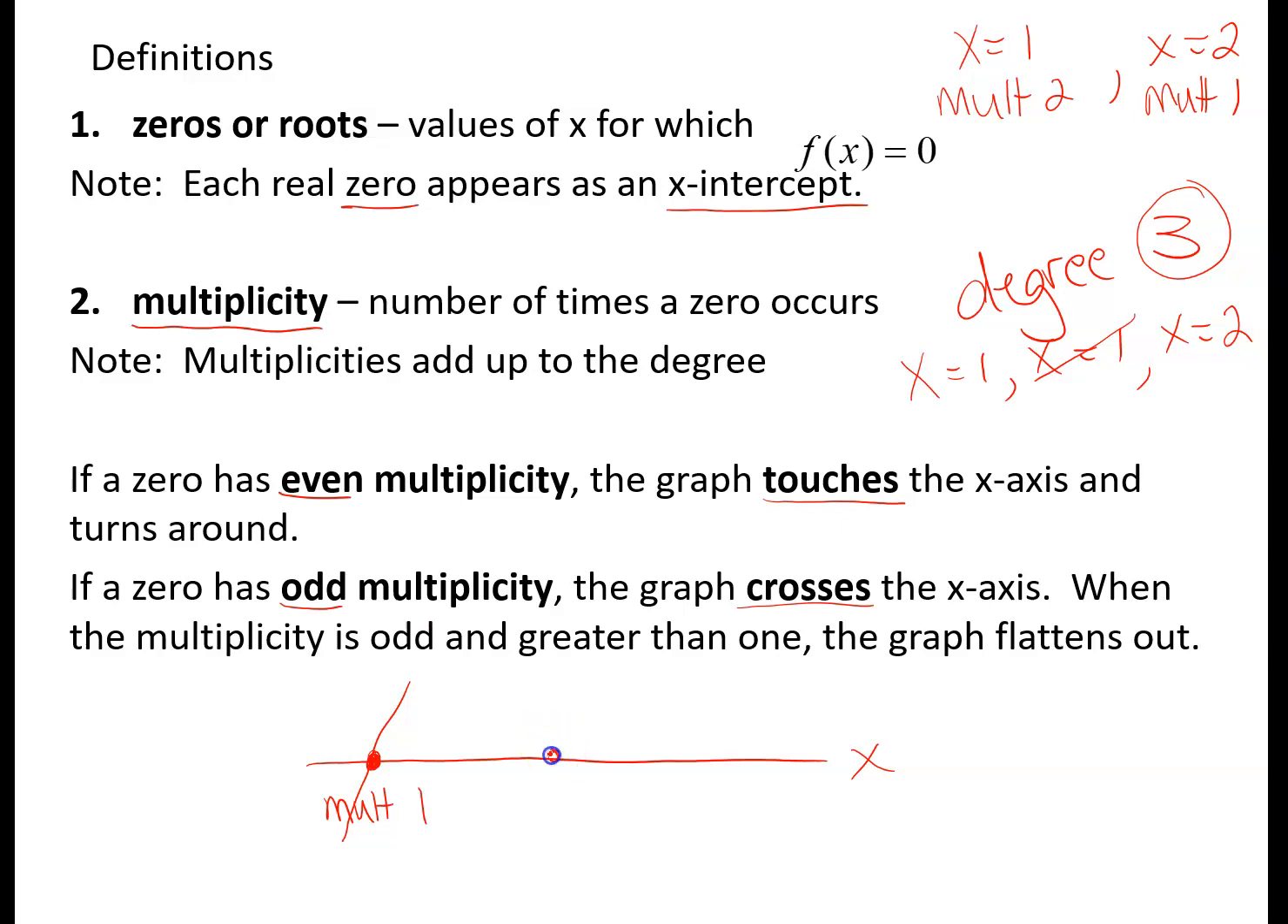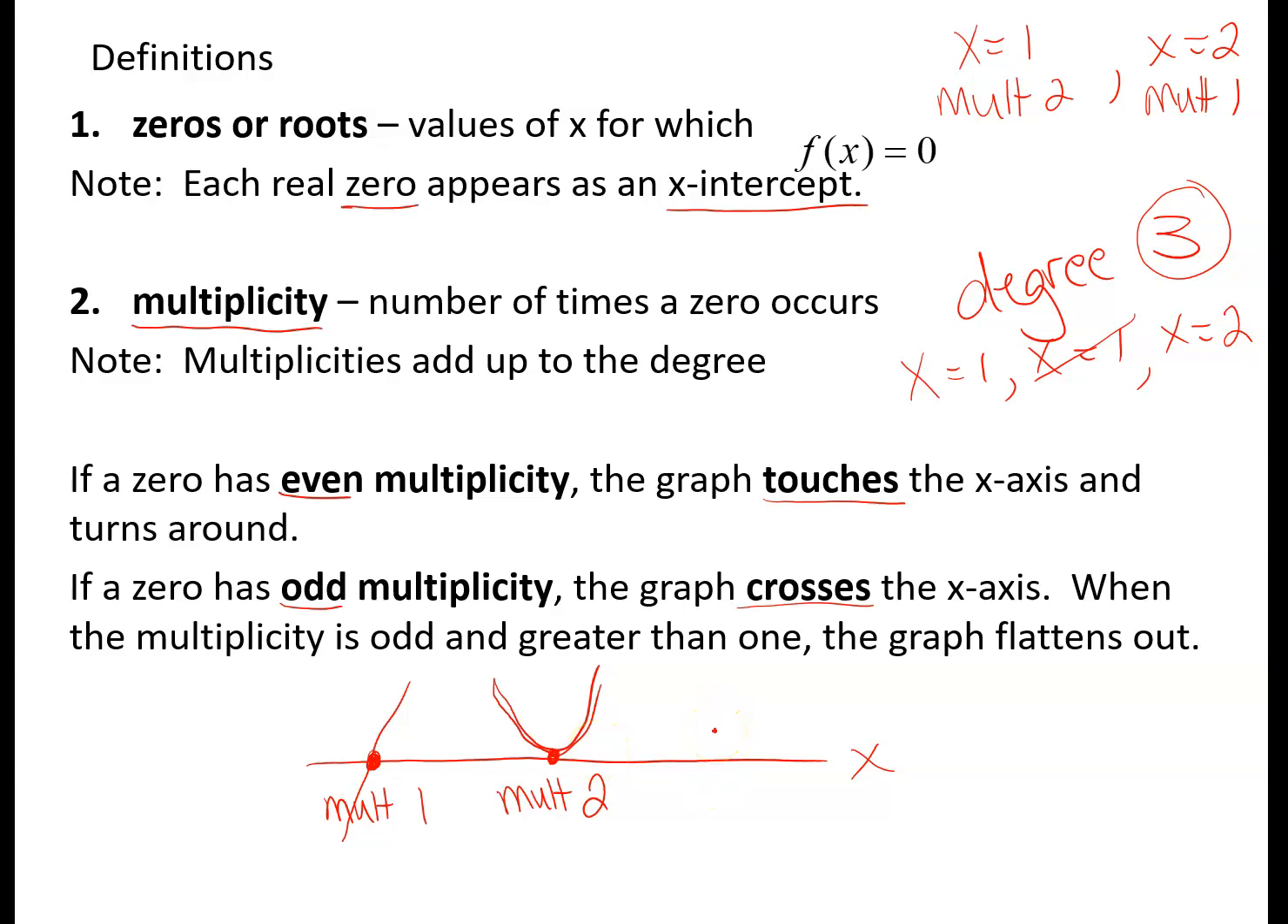Now let's say this one has multiplicity 2. 2 is even. So that means it's going to touch. Let's just say we're starting up here. We hit our x-intercept. We're going to touch it and turn around. Make it smooth. Mine doesn't look very smooth, but touch it and turn around. Those are the main concepts.